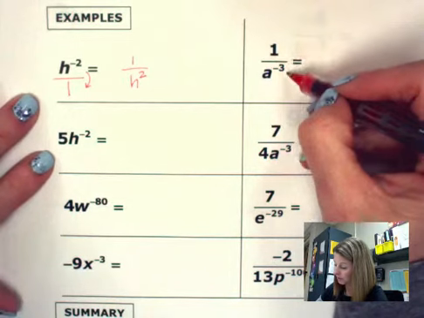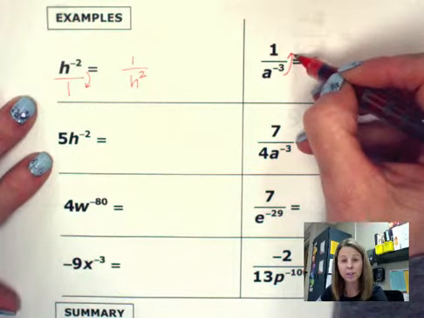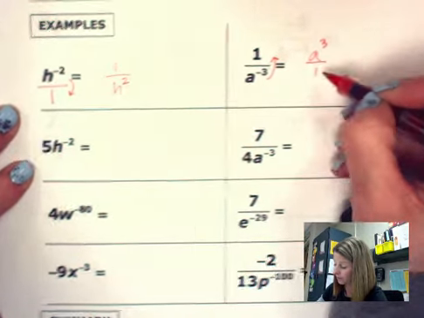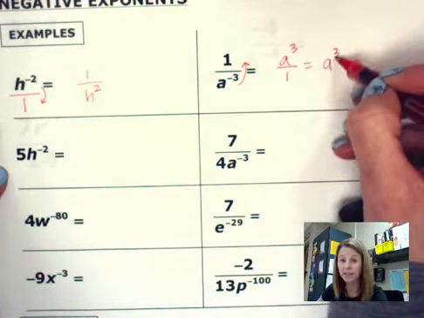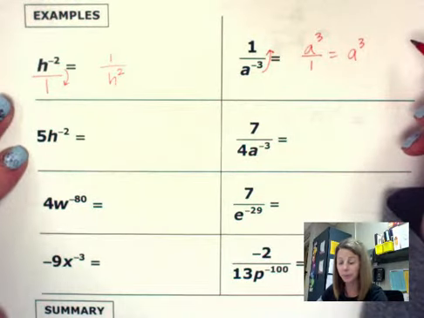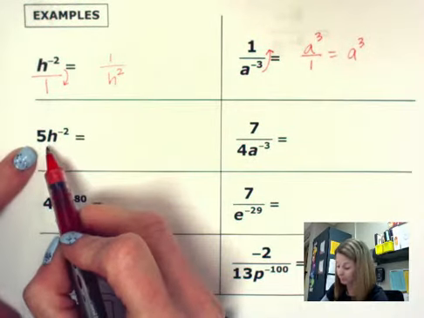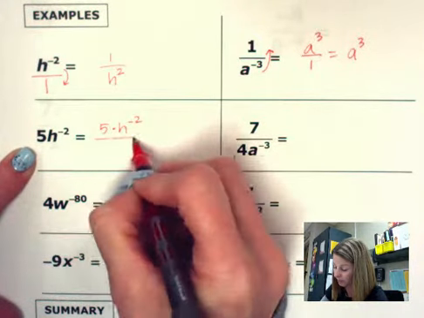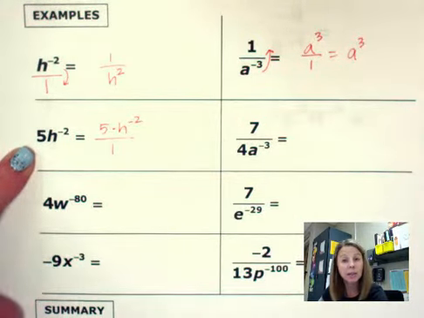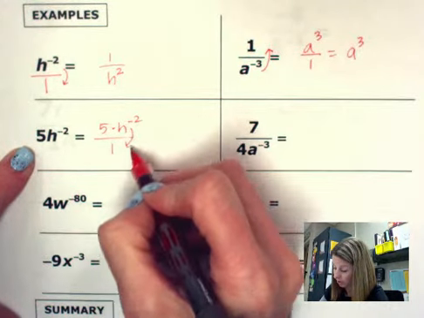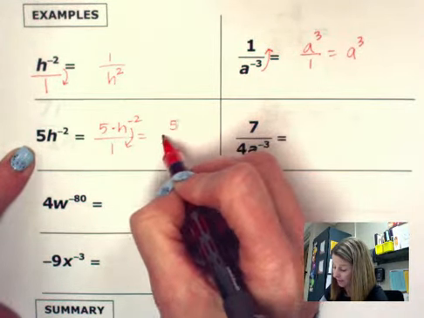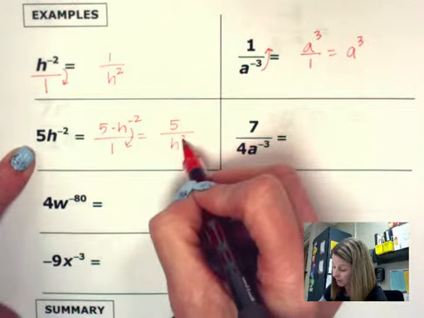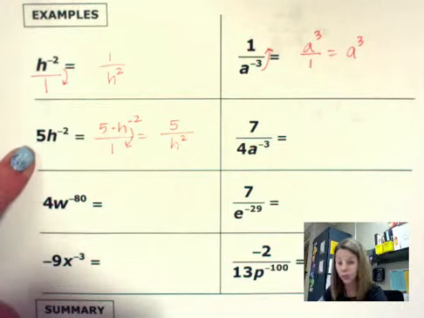Number 2 here, it's on the bottom, so I'm going to cross the line and change the sign. So it's going to be a to the positive 3 over 1, or we just usually write that as a to the third. We don't necessarily need it over 1. Now, this example is really 5 times h to the negative 2 over 1. The h is the only thing that crosses. So I'm going to take the h and cross it down there. So the 5 has to stay, because it doesn't say 5 to the negative 1, and then h to the second on the bottom. Cross the line, change the sign.